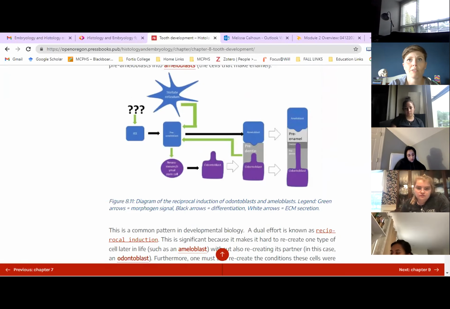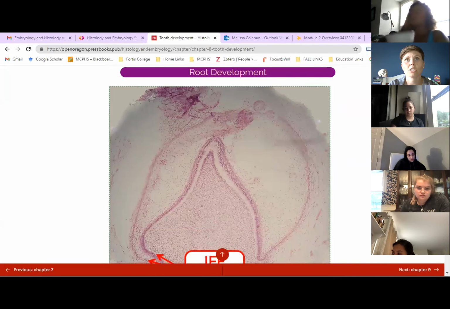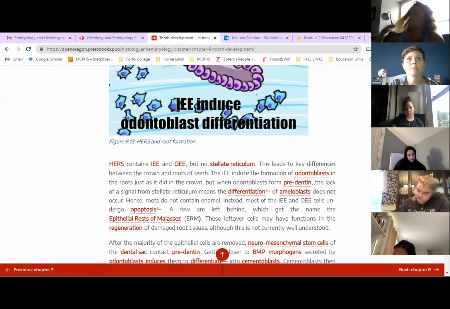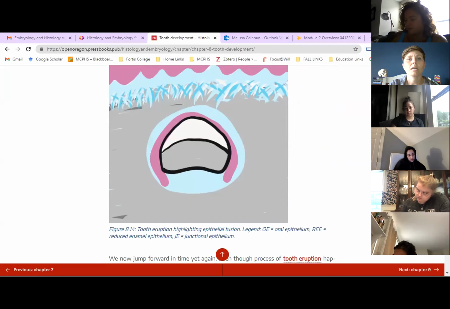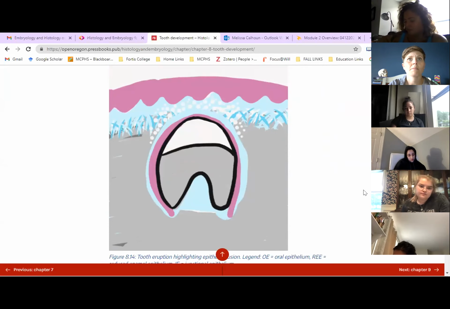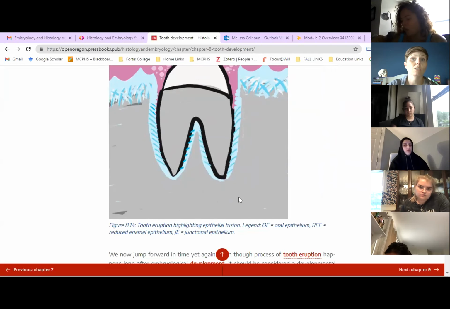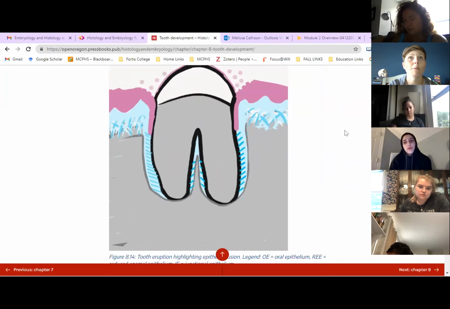Again, you guys feel free to have fun with this as much as you'd like. Let's see. Yeah, this is more of that root development, that tooth eruption.